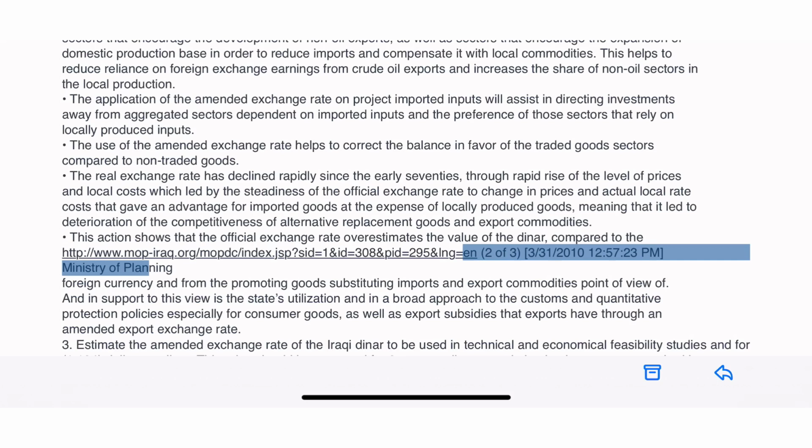http://www.mopiraq.org/mopdc/index.jsp CIT equals 1 NID equals 308 and PIT equals 295 and LNG equals on 2 of 3, March 31, 2010, 12 hours, 57 minutes, and 23 seconds p.m.